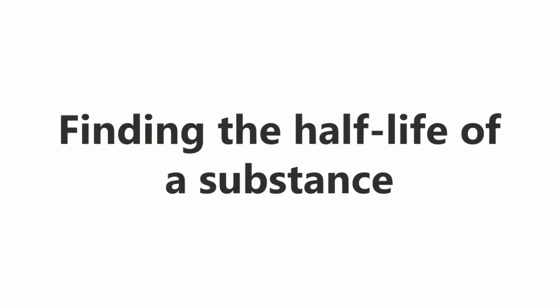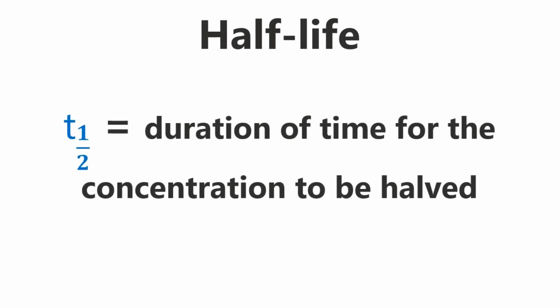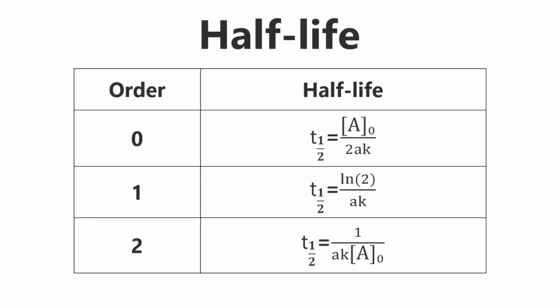We can derive a formula called half-life from the integrated equation. Half-life is defined as the time for the concentration of the reactant to decrease by half. It uses the symbol t subscript 1/2. Again, we have different formulas for the half-life equation of each order. Remember that small a is the coefficient of the reactant.